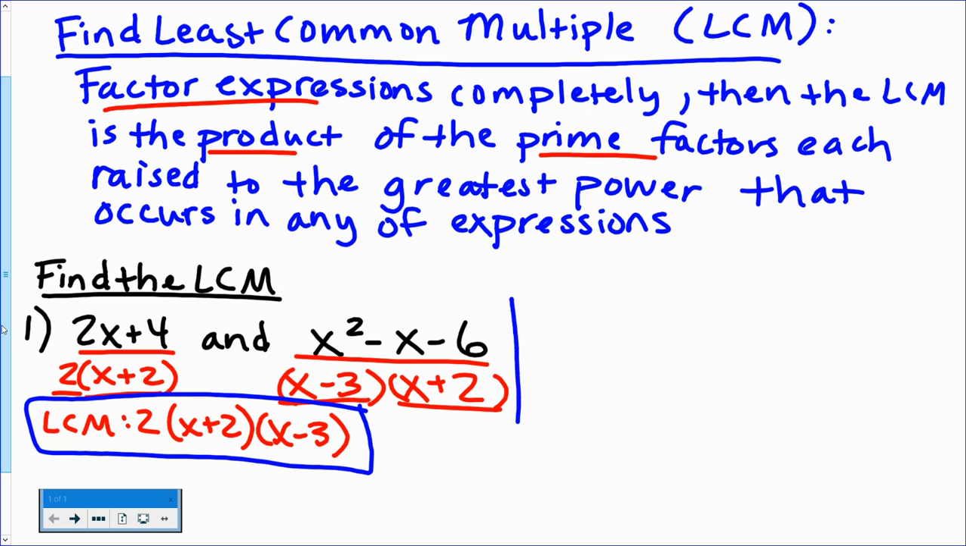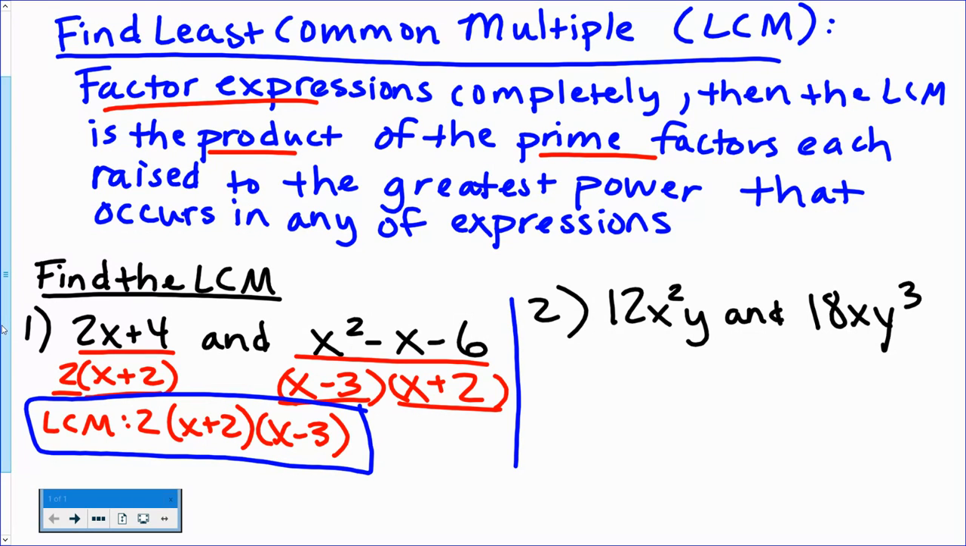Okay, let's try another one. I'm going to put it over here. And I've got 12x squared y and 18xy cubed. So here, I cannot factor these expressions. So that part I don't need to worry about, but I need to find the product of the prime factors, each raised to the greatest power. So there's a couple different ways to do this. If you go back to, I don't know, whenever you learn this, middle school, you can certainly make a list.